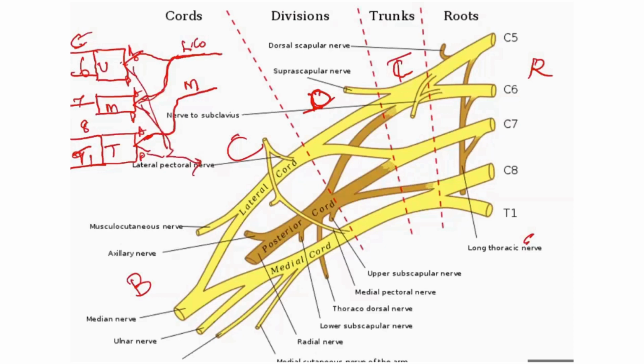The lateral cord gives off 3 branches. Medial cord gives off 5 branches.